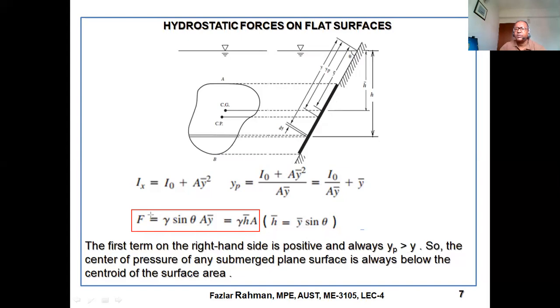Now, what is the value of the location of pressure center? This YP equal to this one and this one. So look carefully, this is gamma. Gamma equal to rho g. You know the fluid density, you get the gamma. A is the area, right? And right over here I naught and y bar. So you need to figure out the CG of the structure and the inertia with respect to I naught.